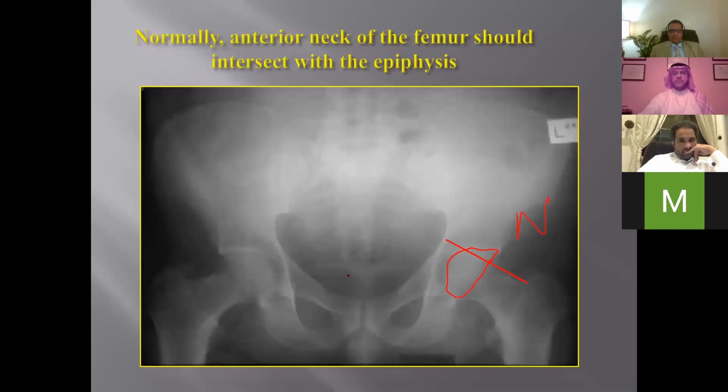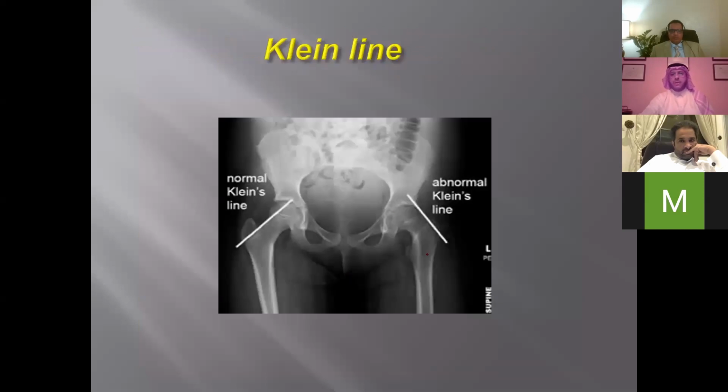But this is the abnormal. If you draw a line at the superior surface of the femoral neck, the epiphysis here goes down, and that's why there is no intersection. This line will not touch the epiphysis. I think it's clear. Comparing to the right one, this is normal, this is abnormal. You see, this line intersects the epiphyseal plate, as you see here.